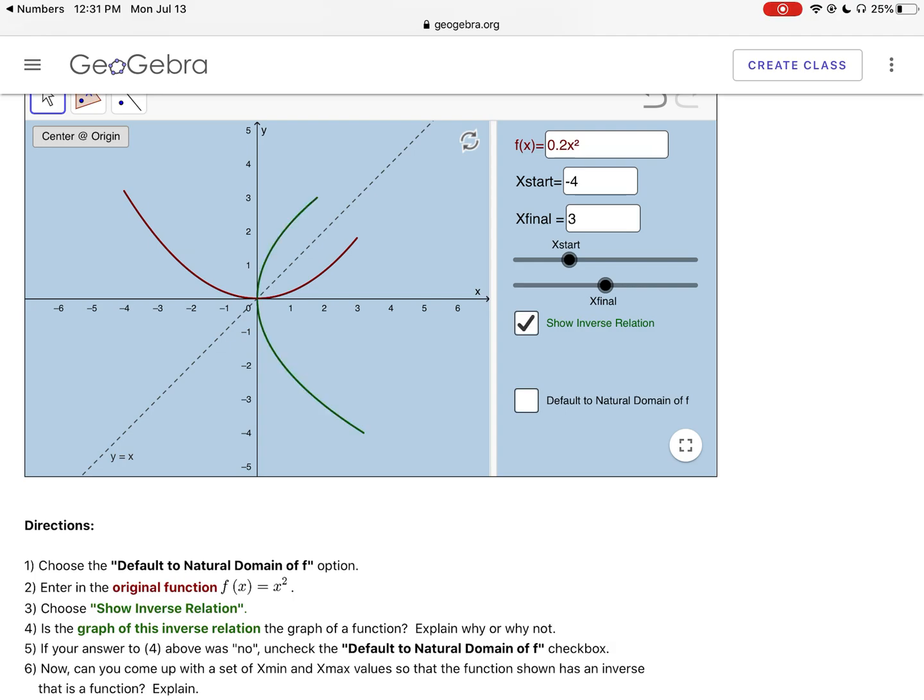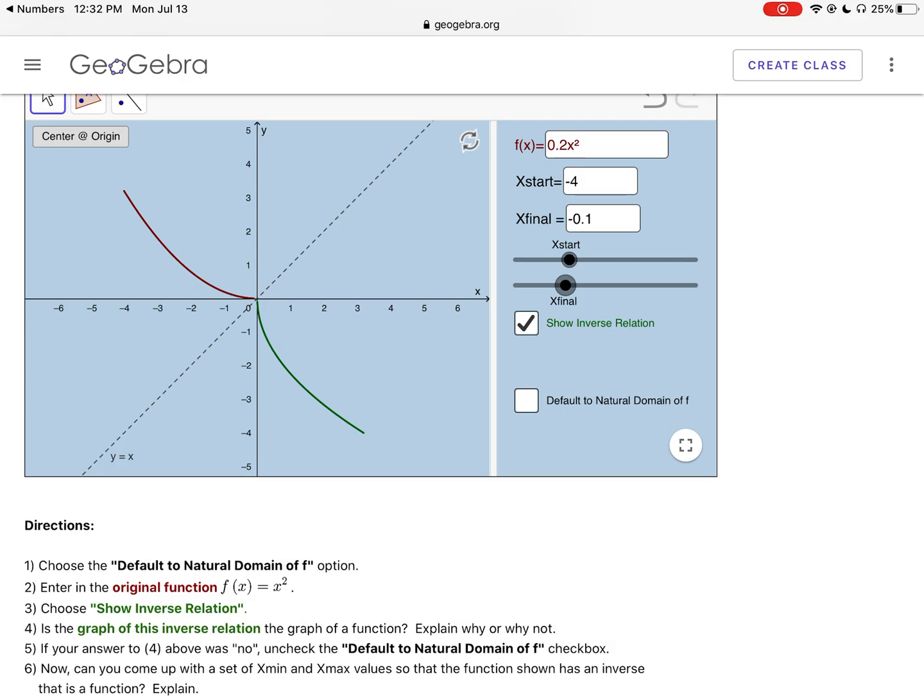If I click show inverse relation, I still have the same issue that it's not a function, okay? So I can play around with these sliders until I get the inverse to in fact be a function itself, okay? So lots of different ways you can do this, but I'm going to restrict it so that the domain is only showing to be from -4 to around 0, okay? Once I adjust the domain to that, notice the green curve is in fact a function, okay?